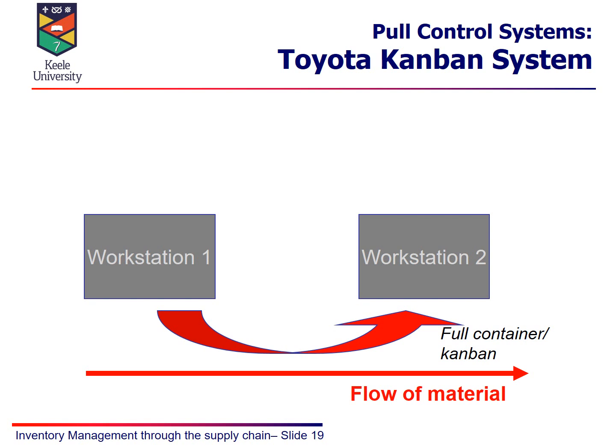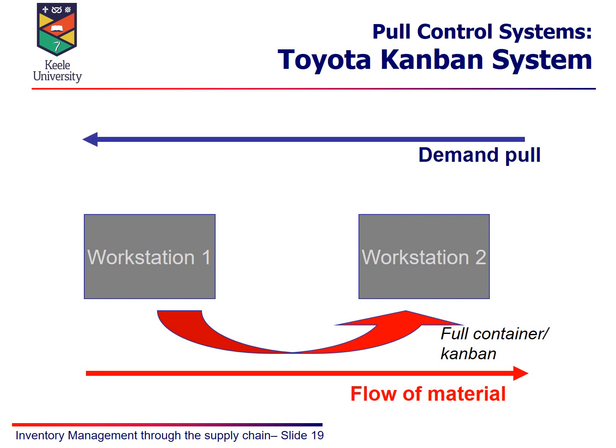When workstation 2 uses that container, it then requires some more. Once they've emptied that container of components at workstation 2, they will need some more of the material to keep them operating. So that sets up the demand pull.